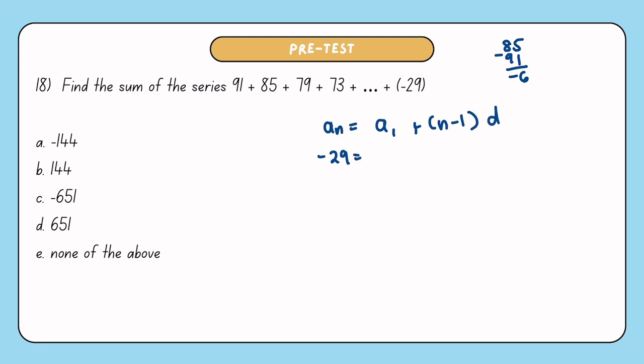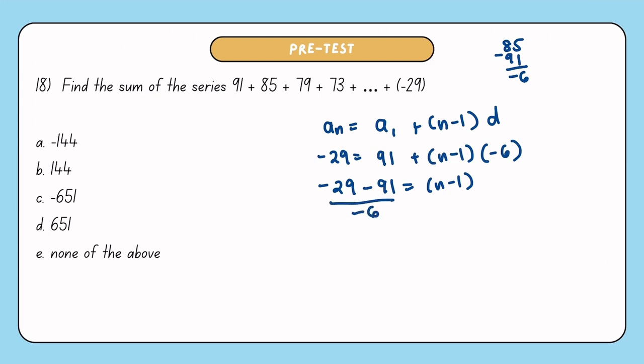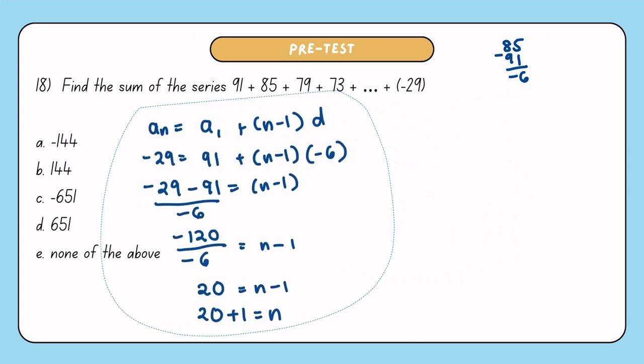Negative 29 equals 91 plus n minus 1 times negative 6. Negative 29 minus 91 equals n minus 1 times negative 6, but we can divide both sides by negative 6. So, ganyan na siya. We have negative 120 over negative 6, which is 20, equals n minus 1. And finally, we have 21 equals n. Lipat muna natin ito sa side na to.